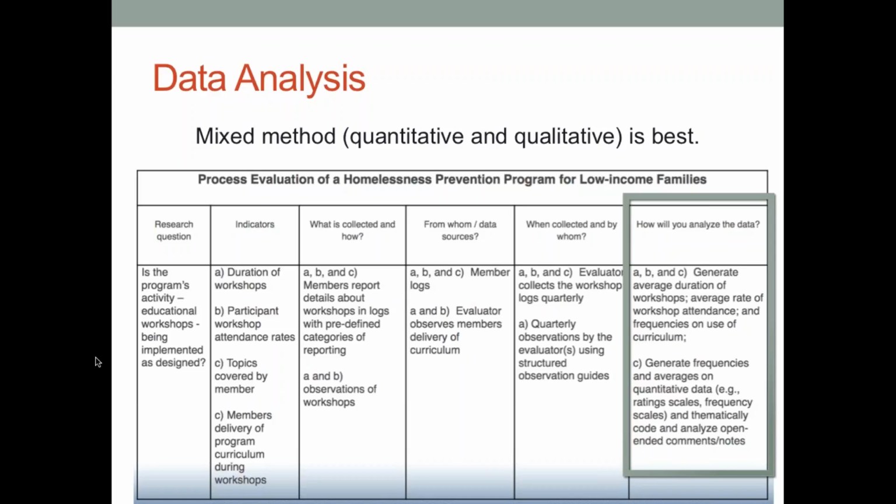So, analysis. You've got data, great data that aligns with your indicators and your research questions, and the research questions are getting at what you want for your outcomes and your process. How are you going to analyze the data?